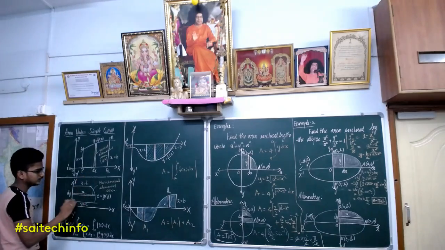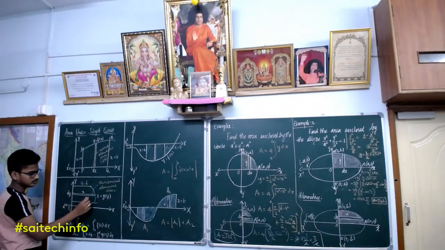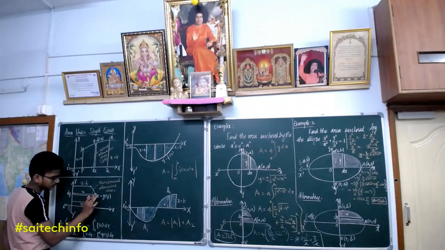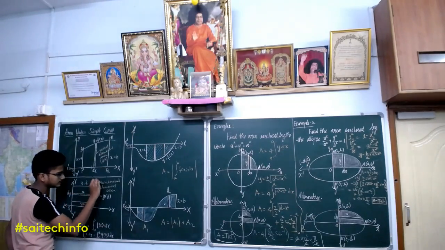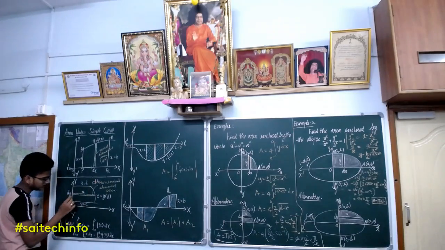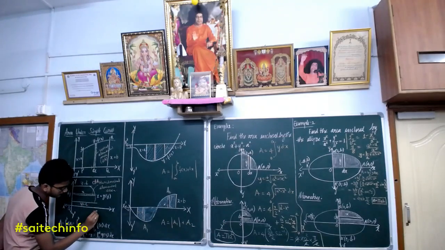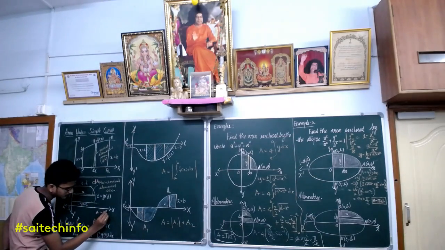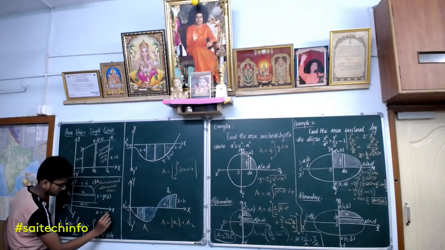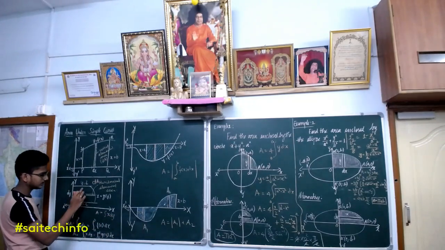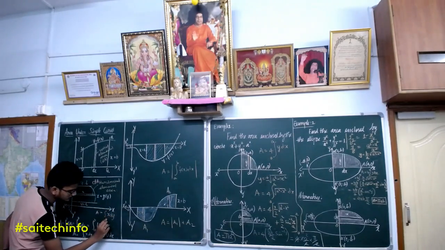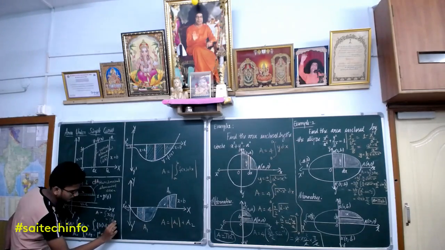Similarly, we can find it in the horizontal manner. On taking a horizontal element, which is the same as dA, here the breadth is dy and the length is x. So we write the equation as A equal to integral of x dy. Here x is g of y, so it is the integral of g of y dy.